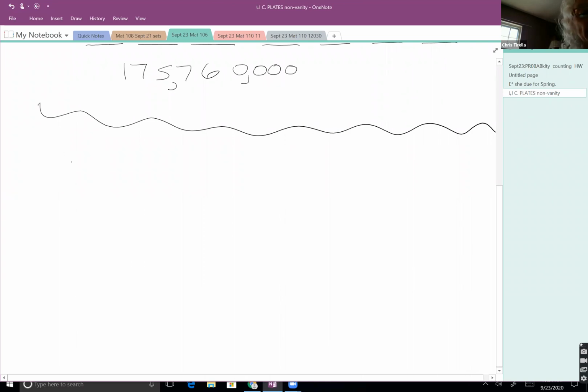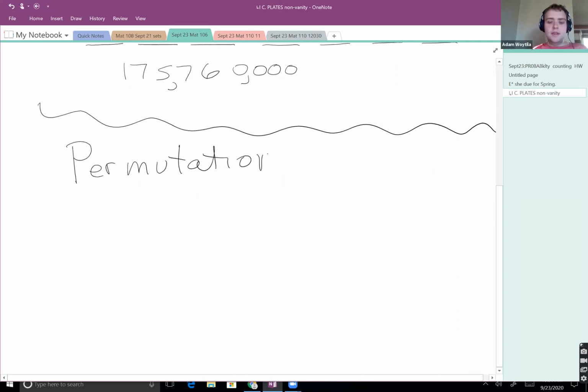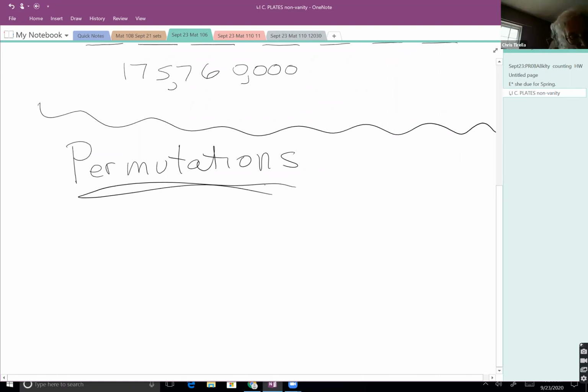Where we're going next is something called permutations. Oh crap! Are we done? Yep, it's 10:51 on my end. Okay, I guess we're done. Permutations is the next section of the textbook, so I guess we'll do that next day.